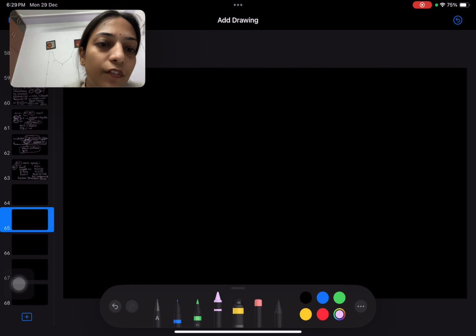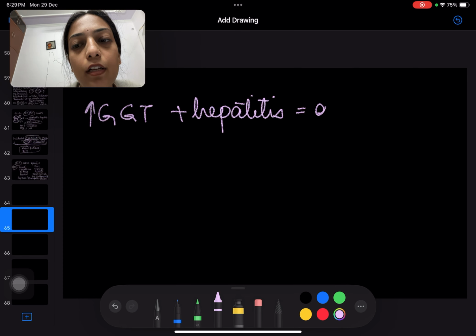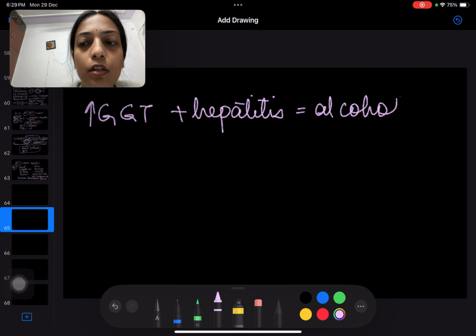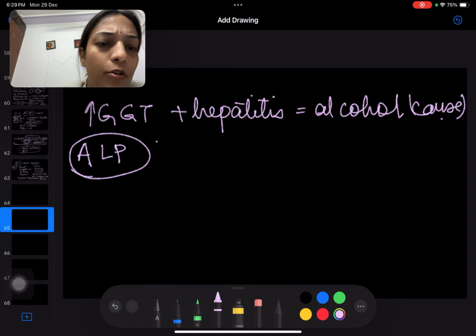Then if GGT is raised and there are features of hepatitis, most likely it is an alcoholic etiology. So alcohol is the most likely cause of such a presentation, right? Now let's talk about ALP. GGT we have completed. Now let's talk about ALP.